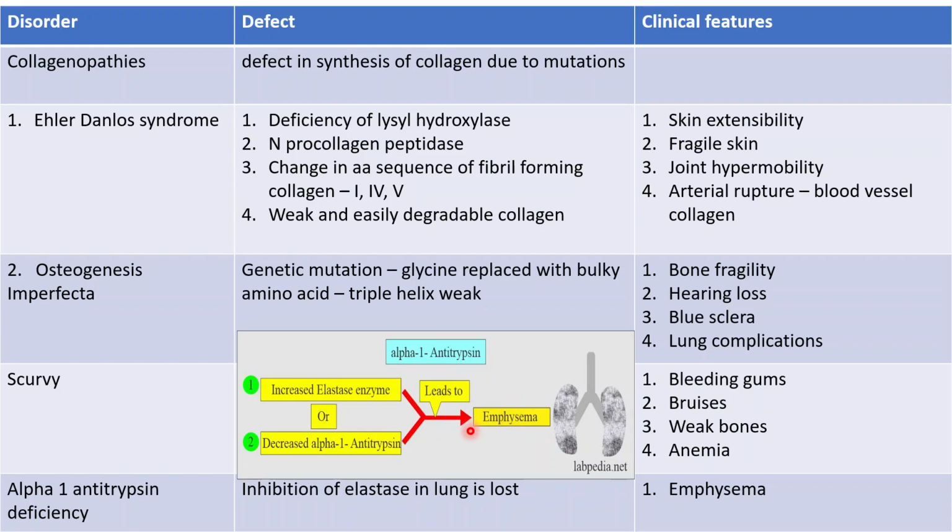Now if there is decreased alpha-1 antitrypsin, or a deficiency of alpha-1 antitrypsin, then the elastase enzyme becomes unchecked and leads to lung destruction. Smoking leads to a defect in alpha-1 antitrypsin, and as a result, inhibition of elastase is also decreased. There is overactivity of elastase, which leads to lung parenchyma destruction, and we have emphysema. We will again look at these disorders in more detail when we talk about individual disorders.